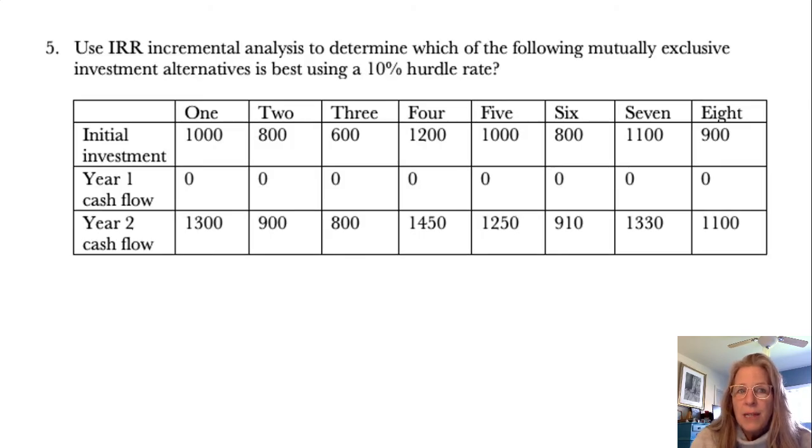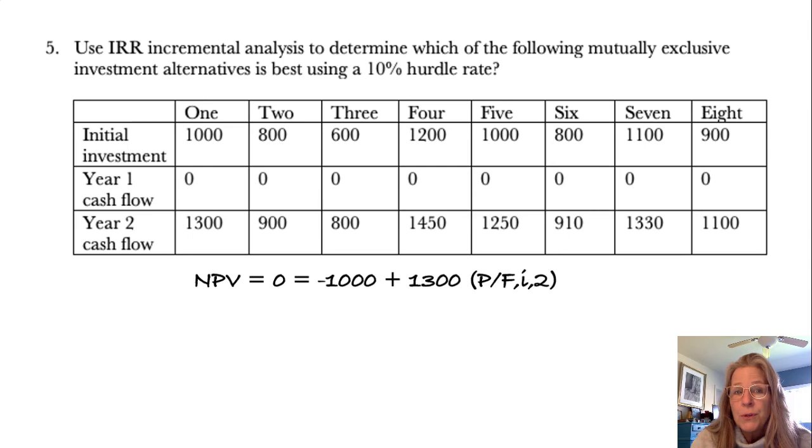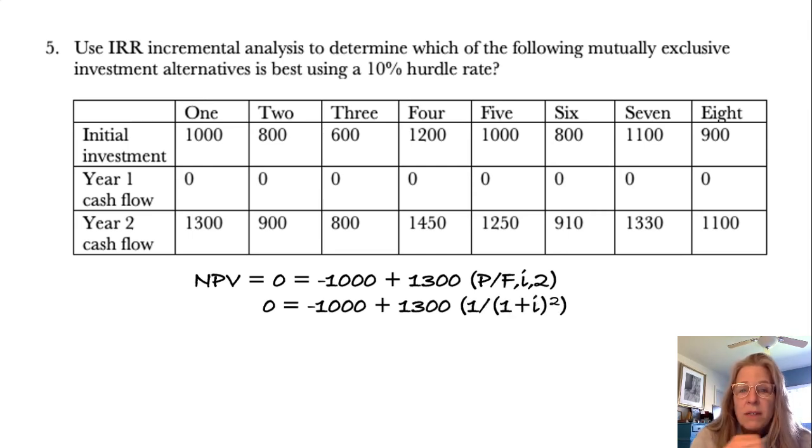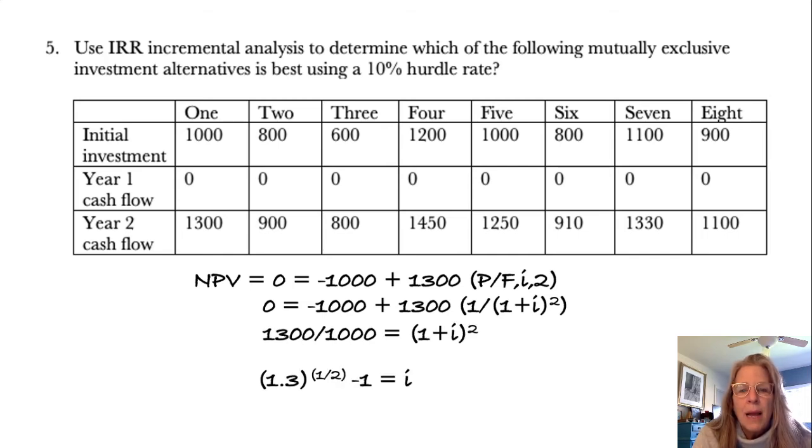The next problem, I want to use IRR incremental analysis to determine which of the following is the best alternative. So the first step in this is I'm going to calculate the rate of return for each of the projects. I'll first do the number 1 project, where I have $1,000 and then a $1,300 return in 2 years, and I'm going to substitute that equation for the factor notation so that I can directly solve for I. And that means I is equal to 14%.